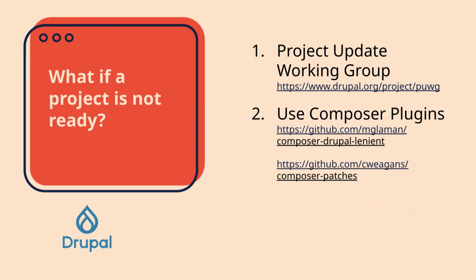They have a very well-defined process and a very wide variety of people in the group. So it's not going to take over your projects if you have projects on Drupal.org, but they can help with the update itself. If that doesn't work or you don't have the time to wait for that process, then you need to use Composer plugins. There's the Drupal Lenient Composer plugin that allows you to require projects that are not yet compatible with Drupal 11. And then there's the Composer Patches plugin, which allows you to actually change the code to be compatible with Drupal 11.